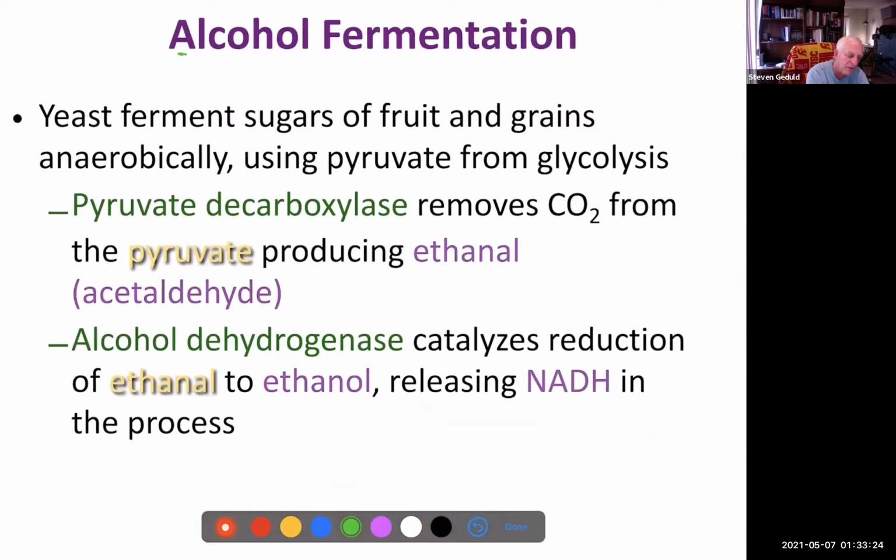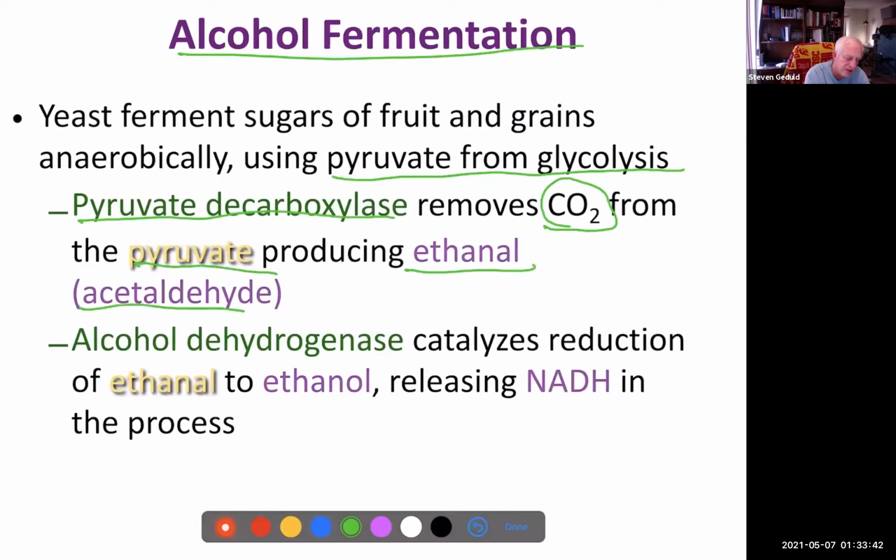Okay. Alcohol fermentation. Yeast ferment sugars from fruits and grains anaerobically, using pyruvate again from glycolysis. Pyruvate decarboxylase is the enzyme, and it removes carbon dioxide from the pyruvate, producing acetaldehyde. Then the alcohol dehydrogenase enzyme catalyzes reduction of acetaldehyde to ethanol, and we make alcohol. Ethanol is our alcohol, and the process oxidizes NADH back to NAD plus.